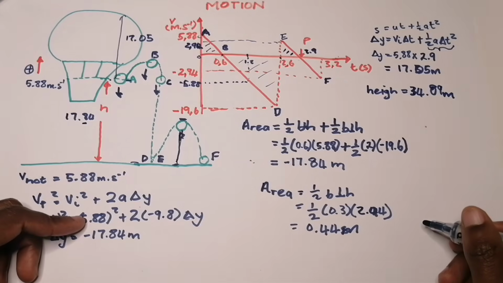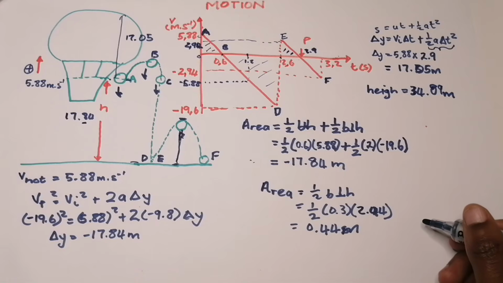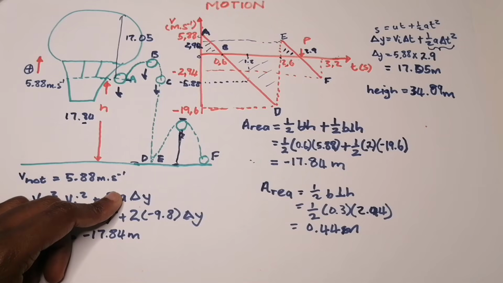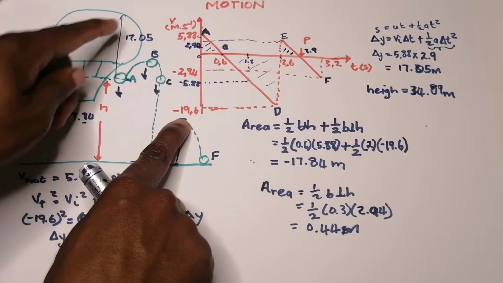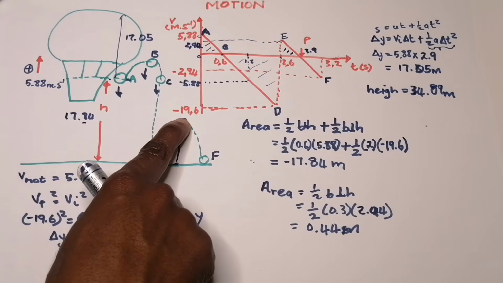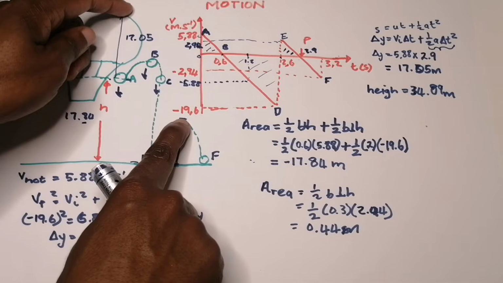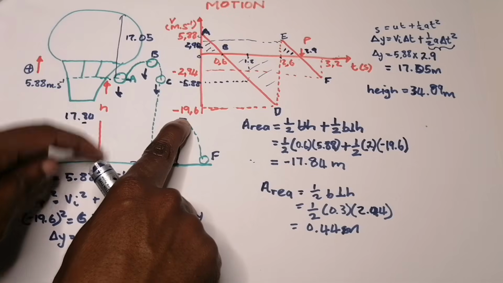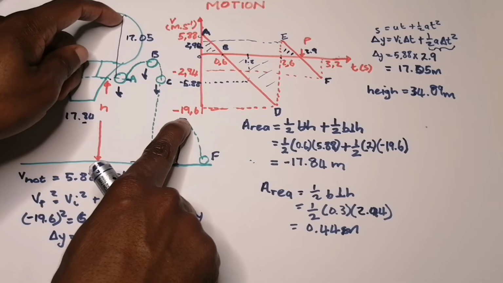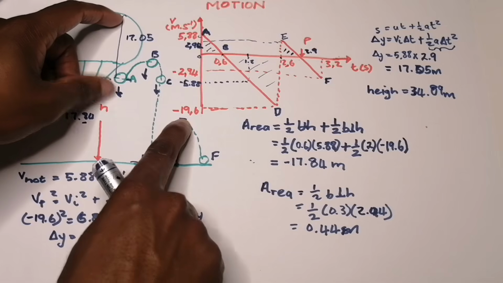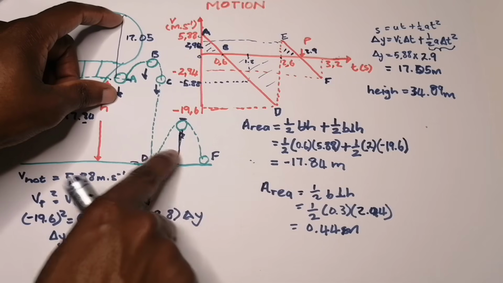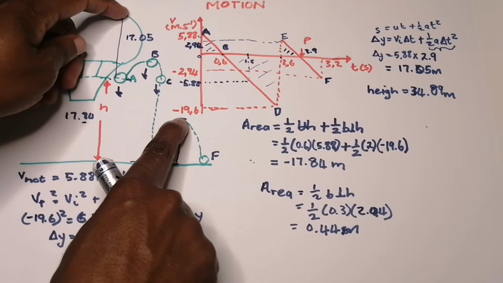Okay, but that's not what we were asked. They said, how far is the hot air balloon from the ball? They said calculate the distance between the ball and the hot air balloon when the ball is at its maximum height. So we want the distance between those two. So it is 34.89 meters above the ground. We're going to subtract that 0.44. So we want the difference there.